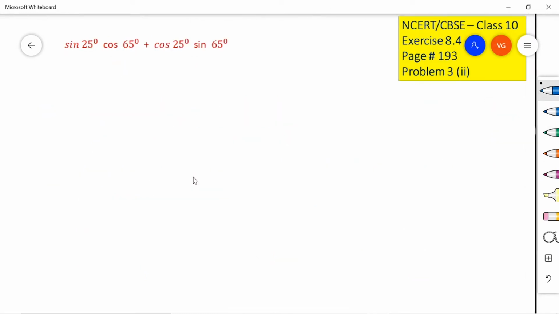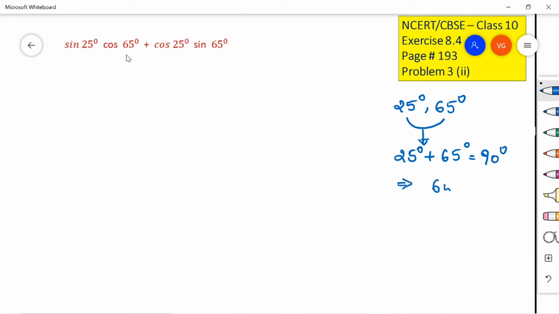This is the second subsection from problem number 3, exercise 8.4. Problem goes like this. Sine 25 degree cos 65 degree plus cos 25 degree sine 65 degree is equal to how much? So here the given two angles are 25 degree and 65 degree. If we observe, these two angles are complementary angles, that is 25 degree plus 65 degree is equal to 90 degree.